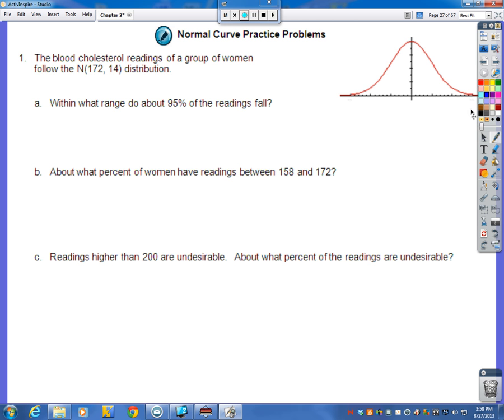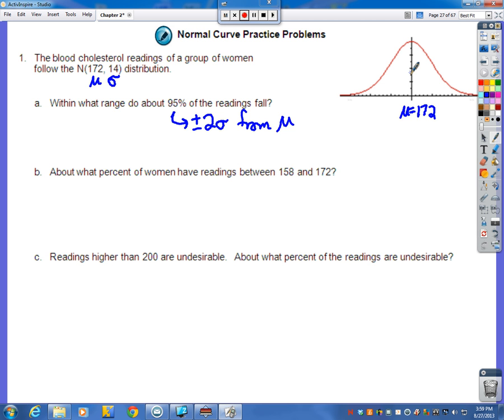So let's try a few practice problems here. Okay. The blood cholesterol readings of a group of women follow the normal distribution with a mean of 172 and a standard deviation of 14. Within what range do about 95% of the readings fall? Okay, so our mean, and I'm always going to label the middle as the mean, is at 172. Now 95%, we just mentioned, is plus or minus 2 standard deviations from the mean.